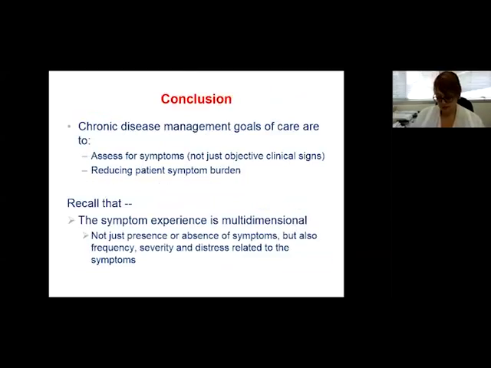So just to sum up then, the management of chronic disease really must include the assessment for symptoms. So it's not just about objective clinical signs. And then the goal of care is to reduce patient symptom burden. And just remember that when you assess for symptoms, that symptoms are multidimensional. It's not just whether you've got a symptom or not, so the presence or absence, but also the frequency, severity and distress related to that symptom.